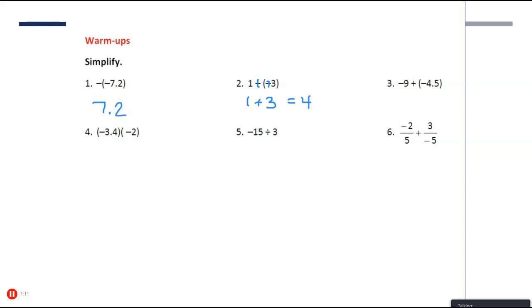If I add 2 negative numbers together, then my number becomes more negative, right? Becomes a bigger negative. So negative 9 and negative 4.5 becomes negative what? Negative 9 and negative 4.5 will become what? Yes.